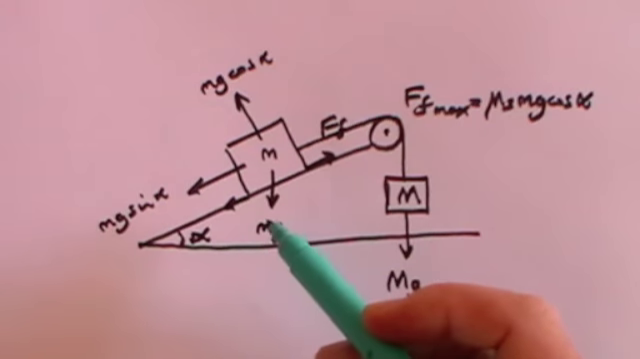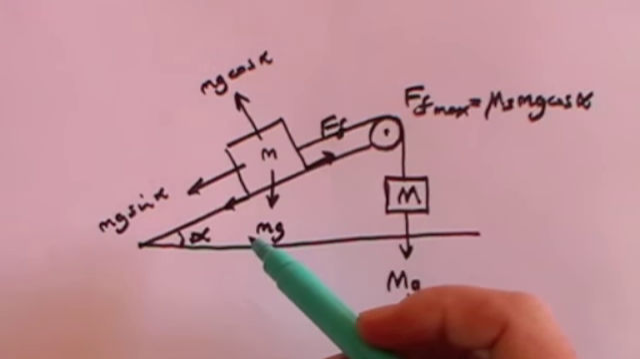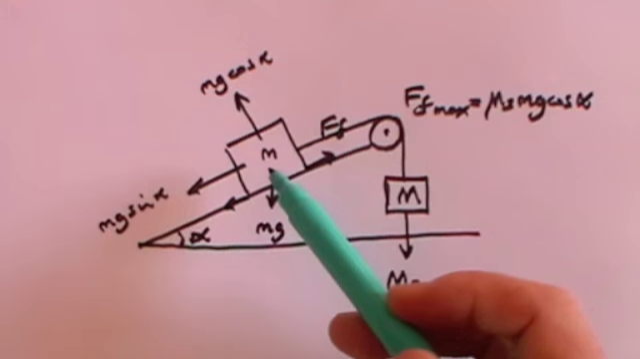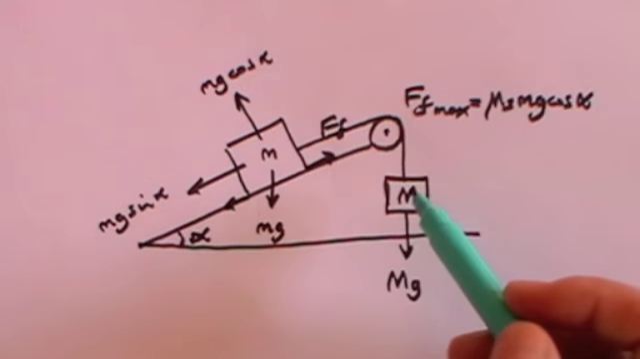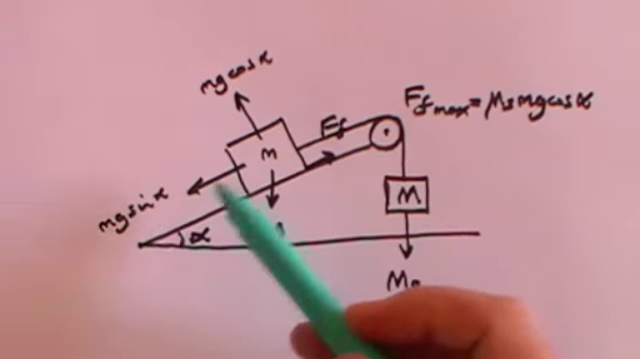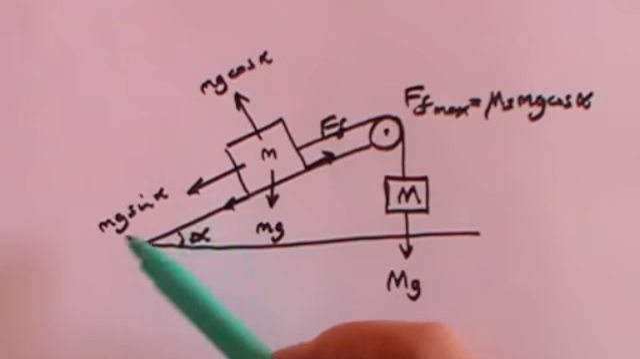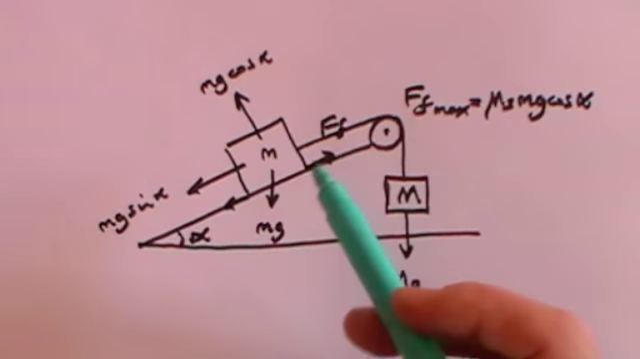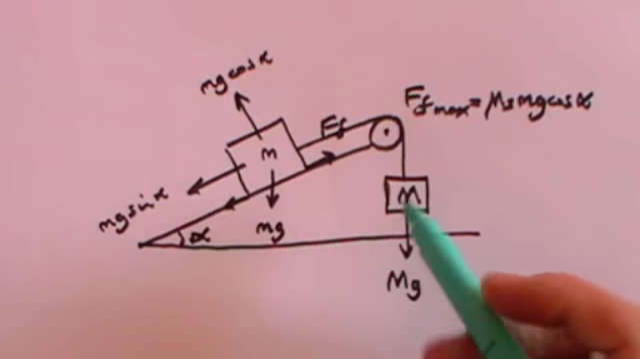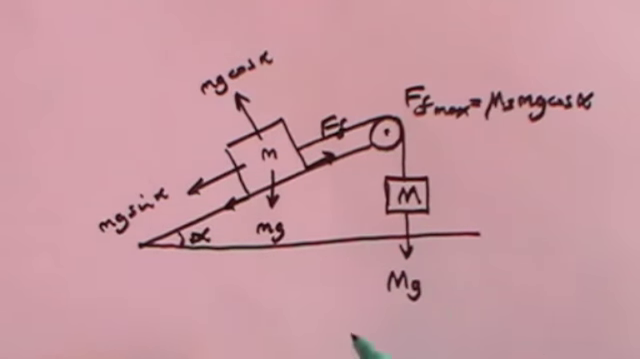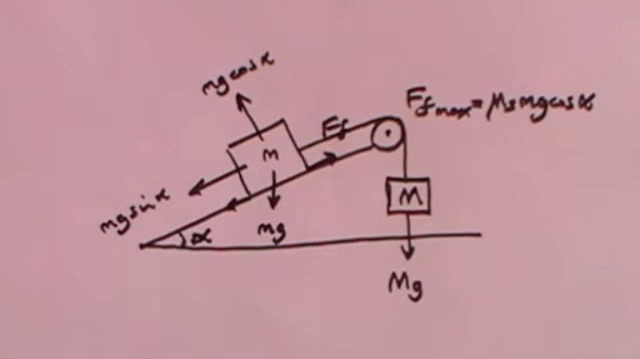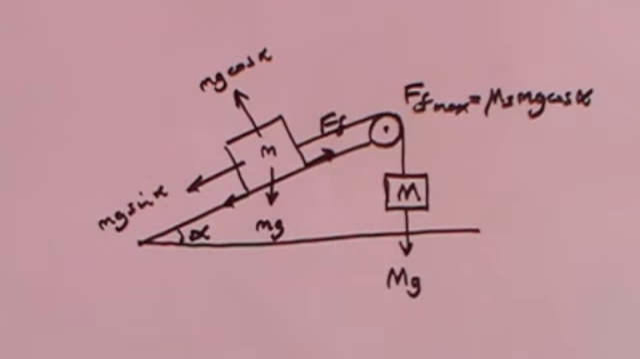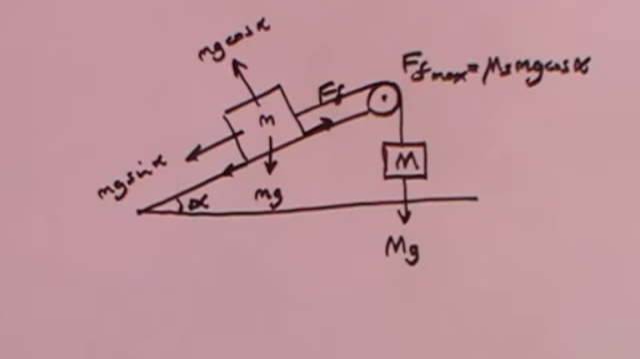That's the second option. The third option, of course, is that neither is the case and the block doesn't move, because Mg isn't great enough to overcome the two forces that would act downwards, and mg sine alpha isn't great enough to oppose the two forces that would act upwards. Remember, friction is always perverse. It always opposes the direction that you think the block is going to move. So let's just write down what happens.